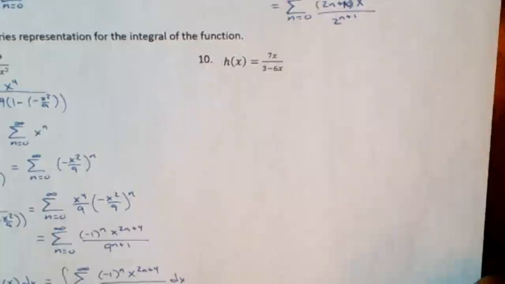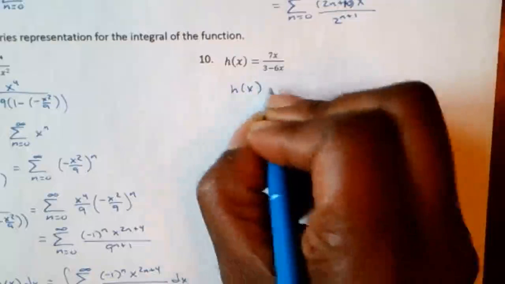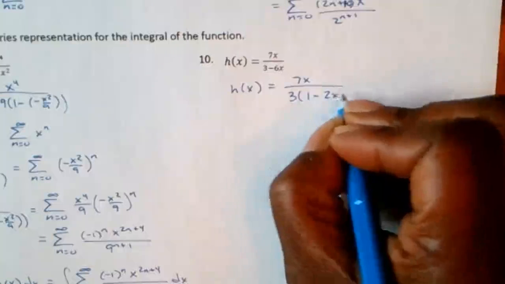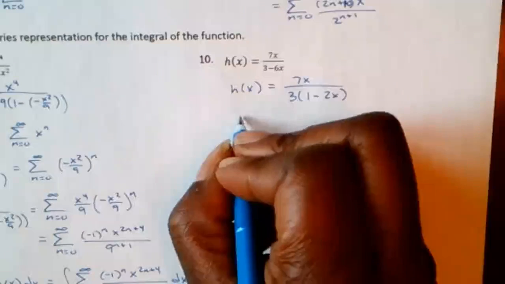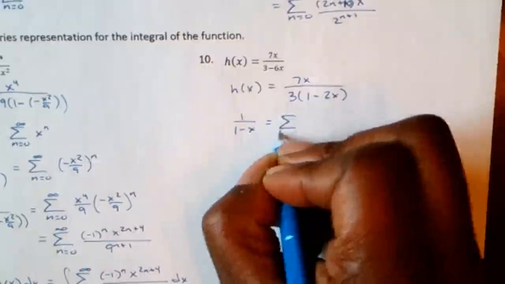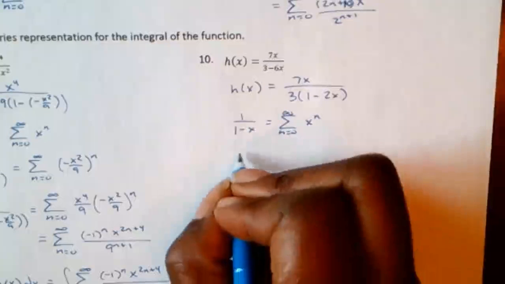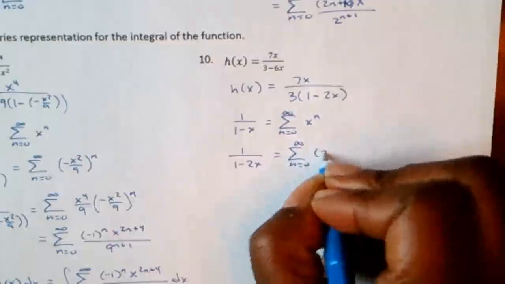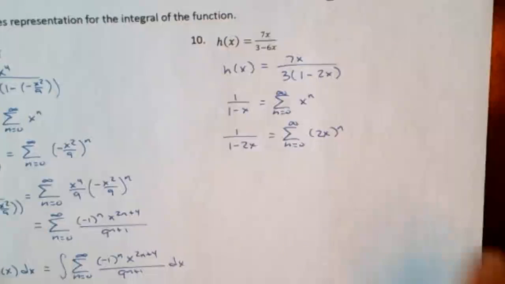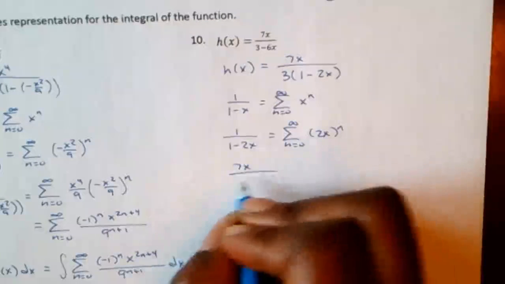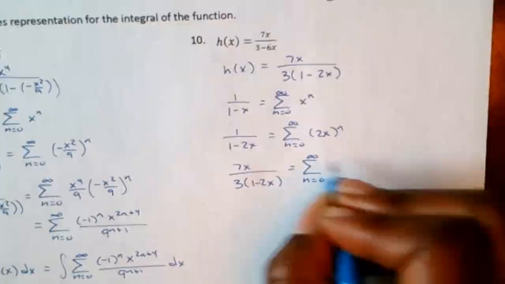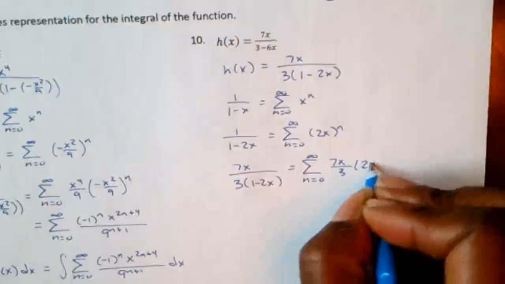All right, very, very last problem, and we're done. We have h of x equals 7x over 3 times 1 minus, if I pull out that 3, I get 2x. All right, so then I start with 1 over 1 minus x is our sum. And then I have 1 over 1 minus 2x would be the sum n equals 0 to infinity of 2x to the n. All right, so then I'm going to multiply that by 7x over 3. And so I get the sum n equals 0 to infinity, 7x over 3 times 2x to the n.